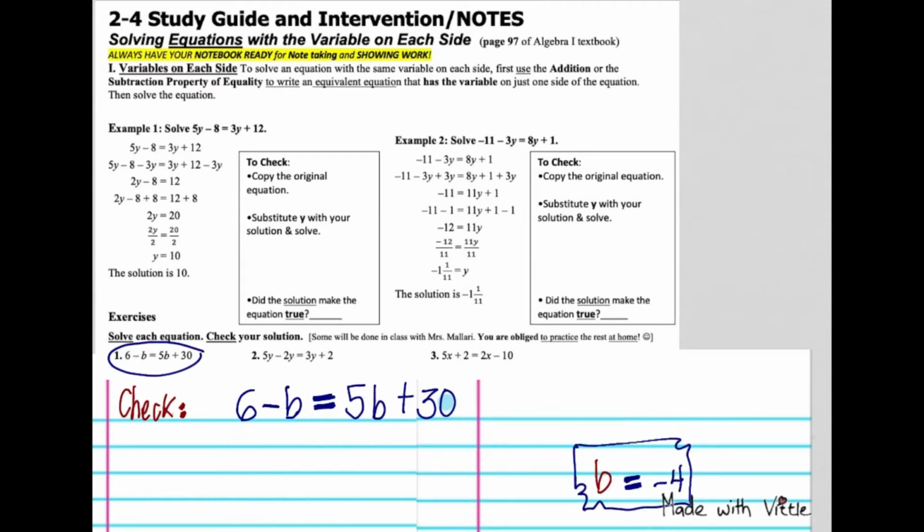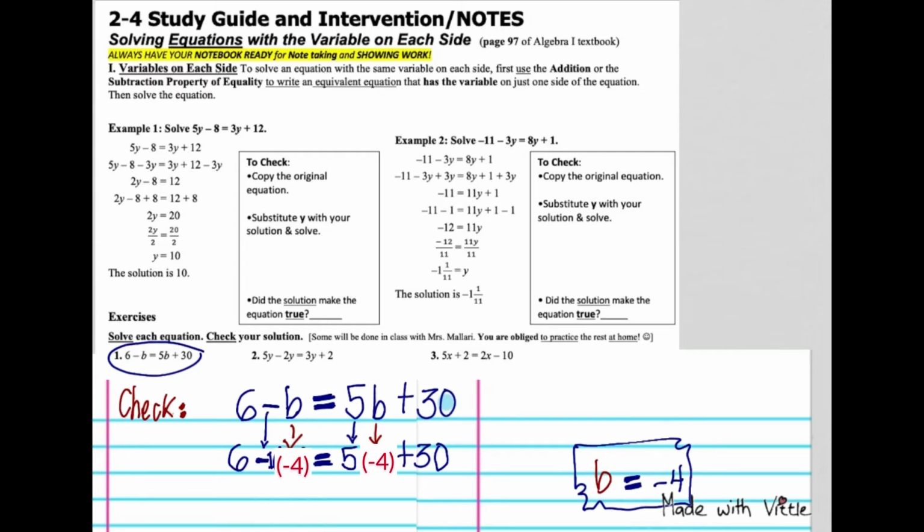Now let's check our solution. Will it make our equation true? So our b is equal to negative 4. Let's substitute the b with negative 4. Looking at the left side of the equation, we have the b as negative 4, and then that minus sign is still in here, okay? So solving the left side of the equation, it's like multiplying a negative 1 here by that negative 4, okay?